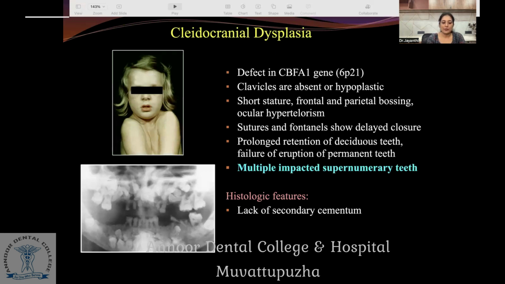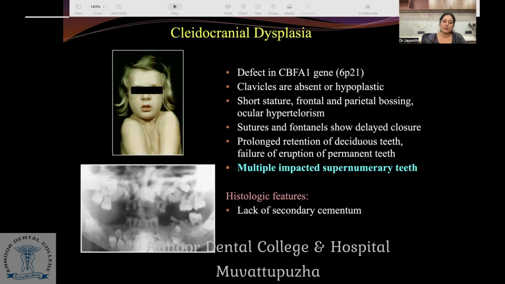So when a radiograph is taken for these patients, you can see this picture. There are multiple teeth here. So the patient has multiple supernumerary teeth. Supernumerary teeth are nothing but extra teeth. So multiple supernumerary teeth are present because they don't have space to erupt. All of them will be impacted. Therefore, multiple impacted supernumerary teeth is a very, very classical feature of cleidocranial dysplasia.